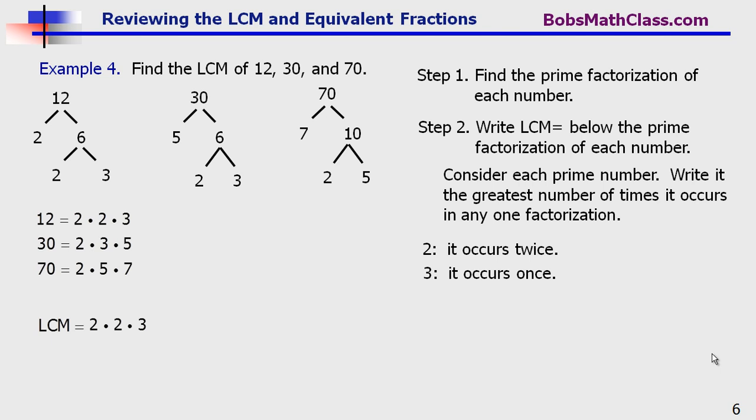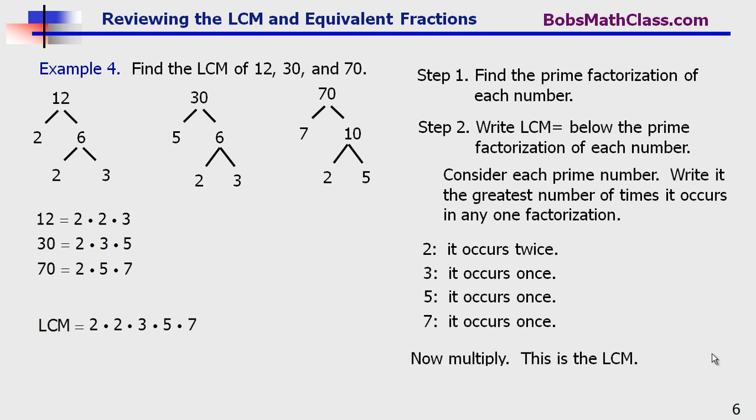Now the 5. What's the greatest number of times it occurs? Just once. And then the 7, again once. Now we'll multiply that out, and that will be your LCM. See, I might think of a 2 times 5, that's a 10. And the other numbers is 2 times 3 times 7, so 6 times 7 is 42. 42 times 10 is 420.